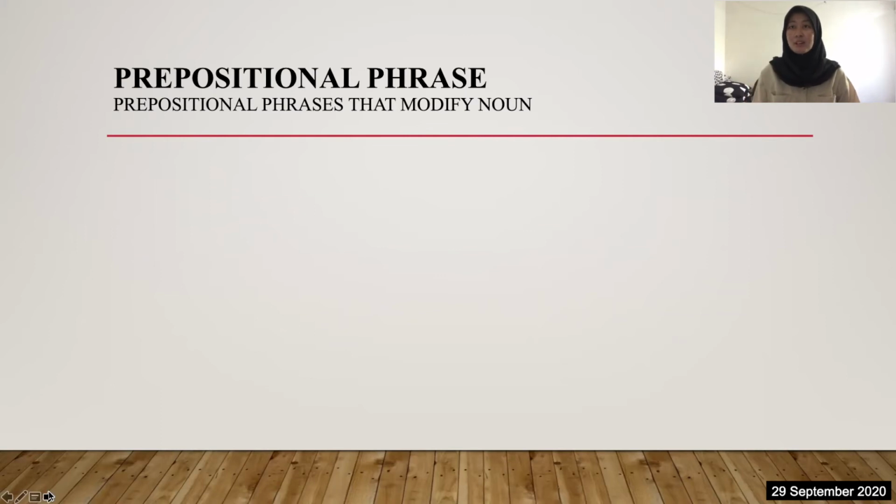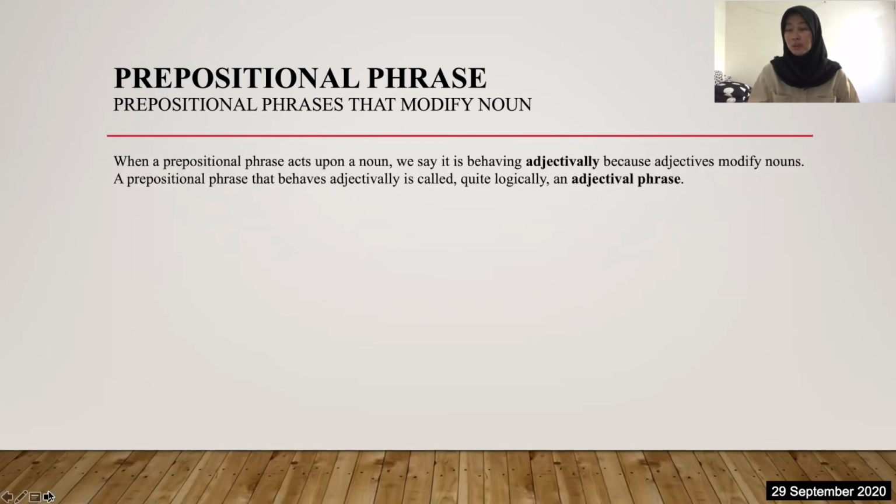I want to continue Rifki's explanation about prepositional phrases. There are two kinds of prepositional phrase. First is the prepositional phrase that modifies a noun. When a prepositional phrase acts upon a noun, we say it's behaving adjectively because adjectives modify nouns. A prepositional phrase that behaves adjectively is called an adjectival phrase.